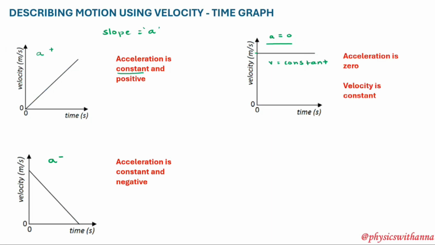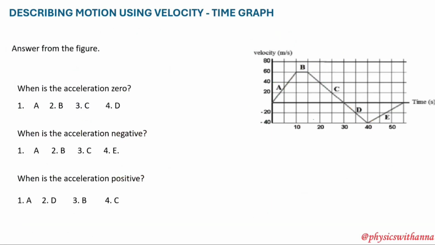Next, if you have a velocity versus time graph which is a curve, in this situation, acceleration is changing. It's no longer constant. It will be changing if it is a curve. Now, how do we apply this to solve problems? So let's take an example. Here you have a velocity versus time graph, and you need to answer these questions.